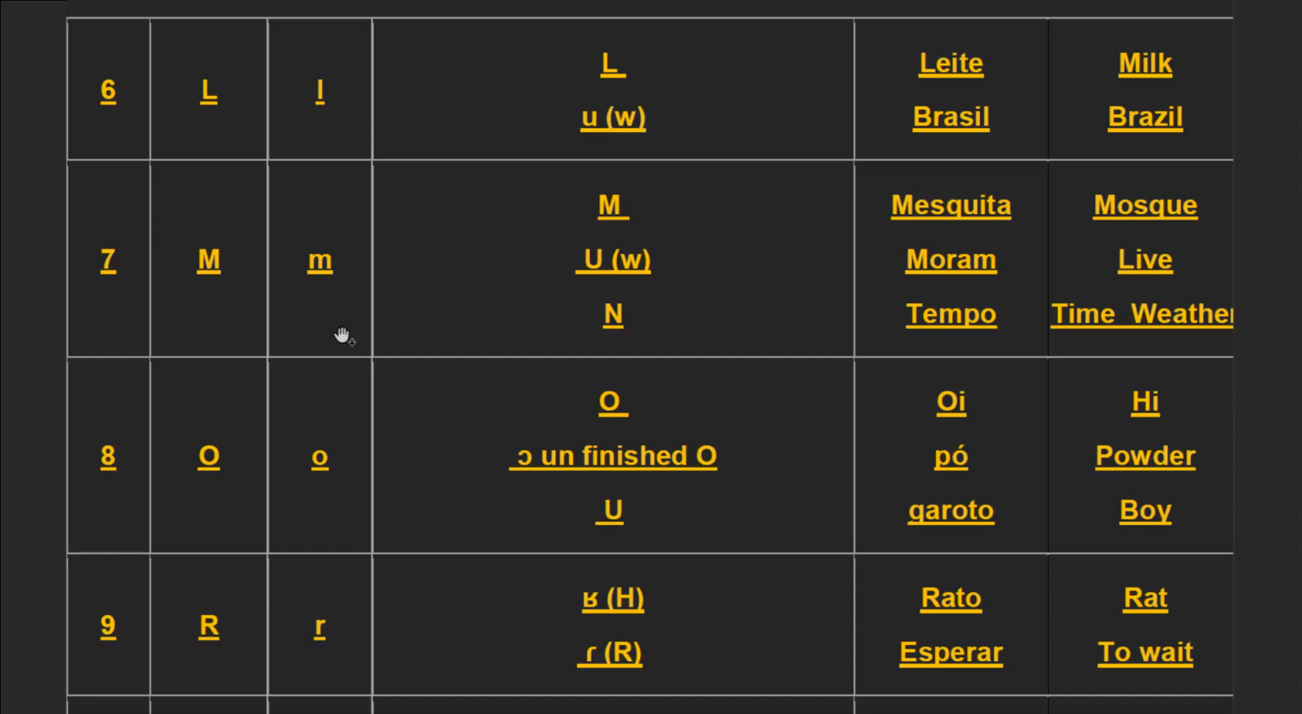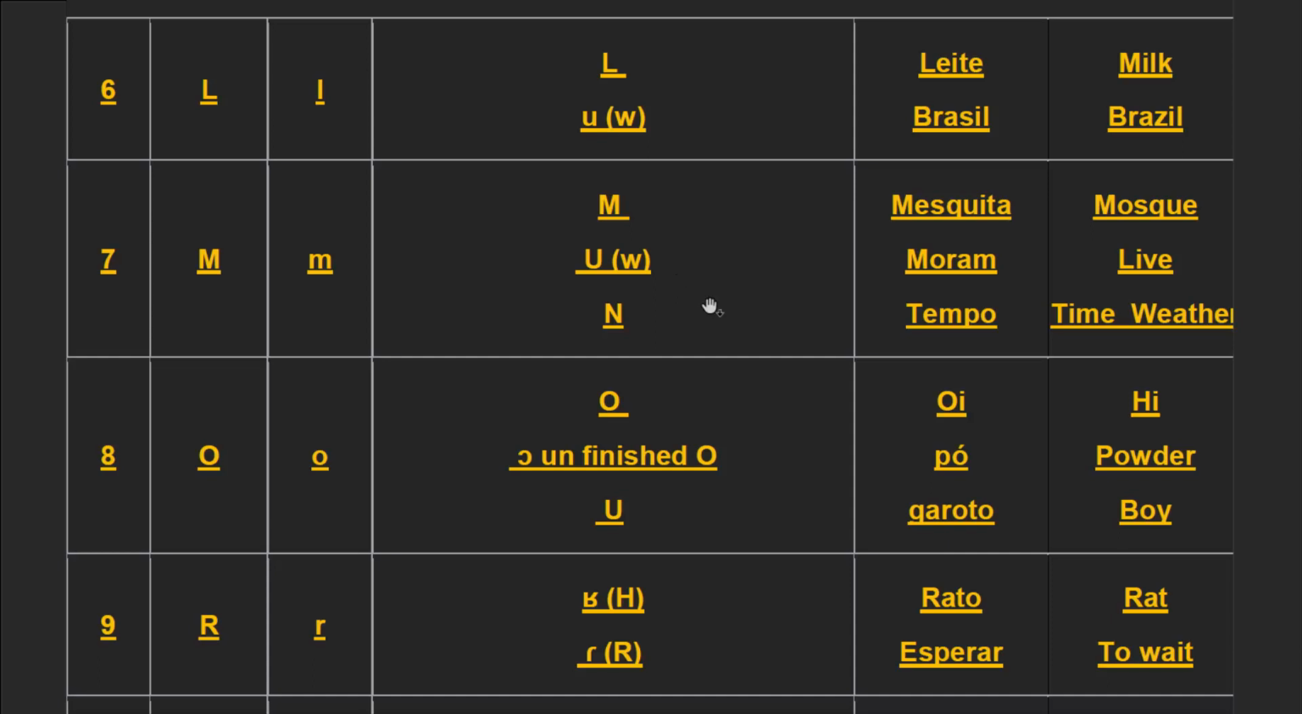Then we have letter M, which has three pronunciations within a word. When it comes at the beginning of the word, or in the initial, we pronounce it as M in English. The example that we have here is the word "mosque", which means in Portuguese mesquita, mesquita.